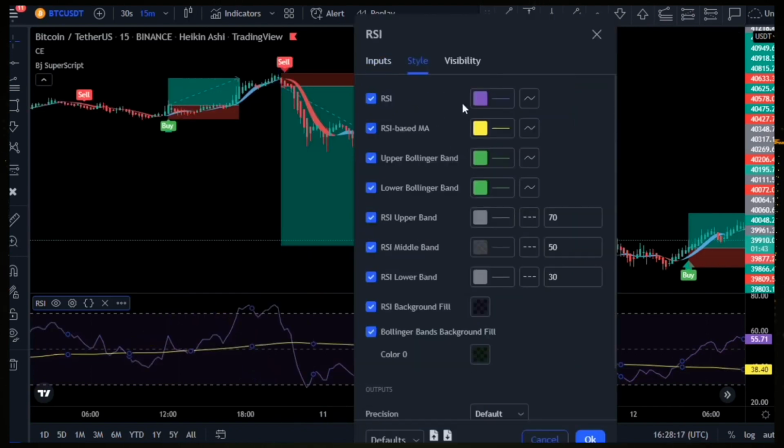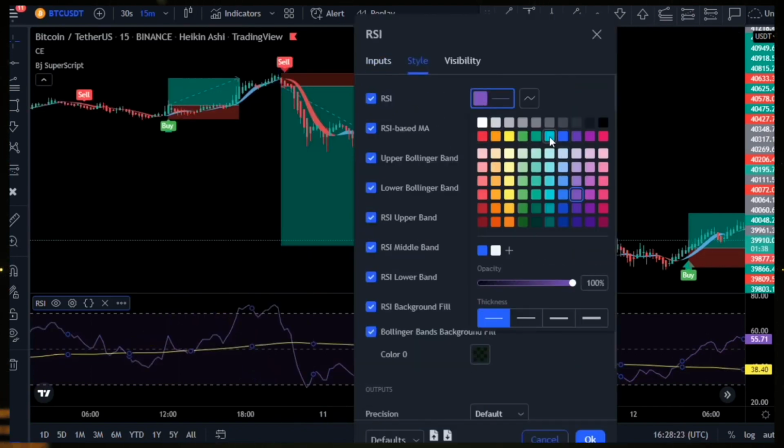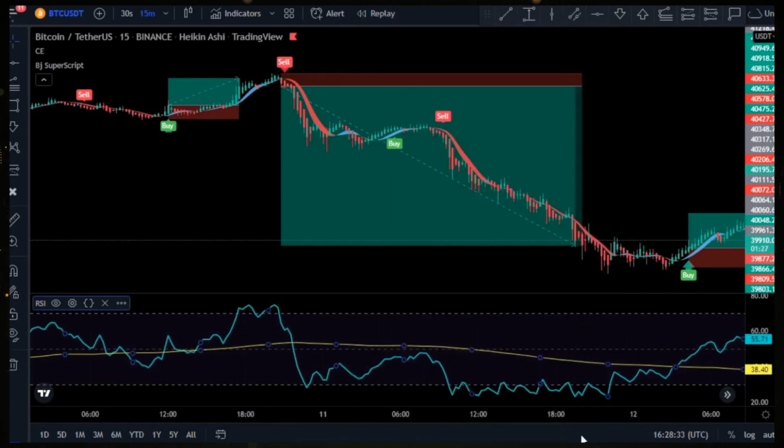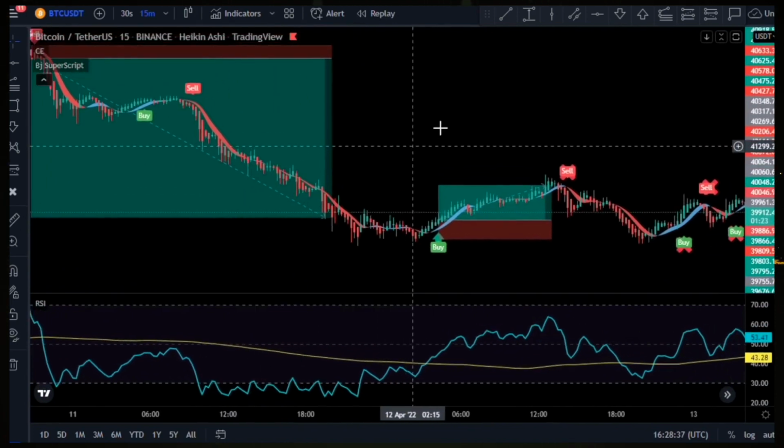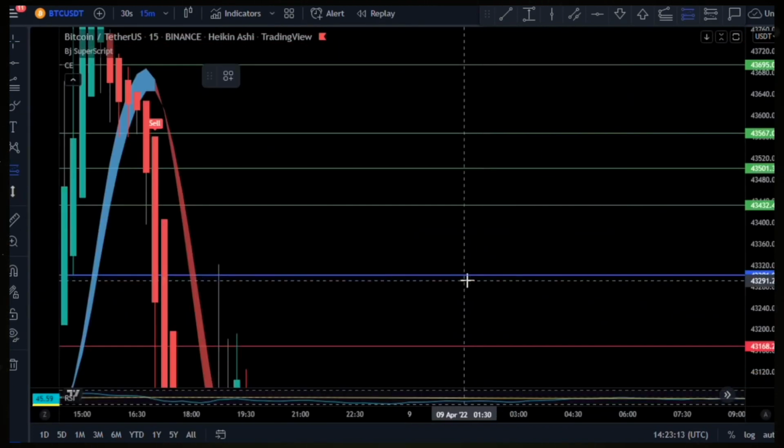Take notice that the following option is on SMA. Change the number 14 in the style section to 150 in the next option. I altered the color of RSI to blue and increased its thickness to make it more visible.